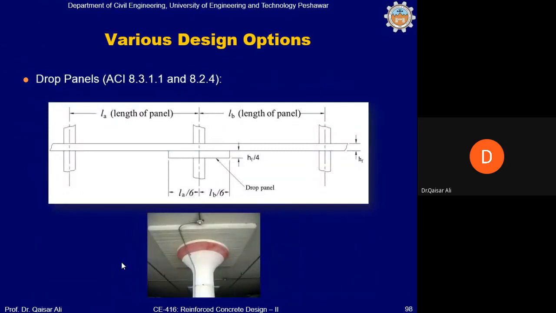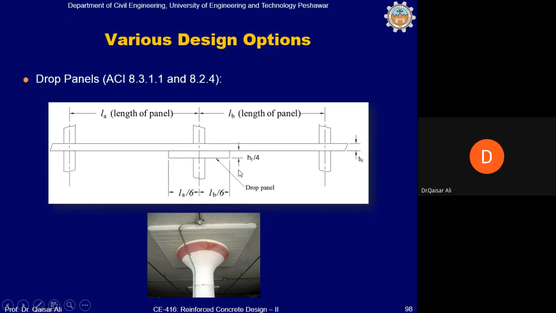Okay, first of all, let's see if a drop panel is to be provided, what are the requirements of the ACI code? There are two requirements of the ACI code if a drop panel is to be provided in order to control the problem of punching shear. Number one is that the size of the drop panel shall not be less than the requirement given on this slide by the ACI code, which is from the center of the column, the drop panel shall extend on both sides to a distance equal to at least panel size divided by 6. Panel size divided by 6.